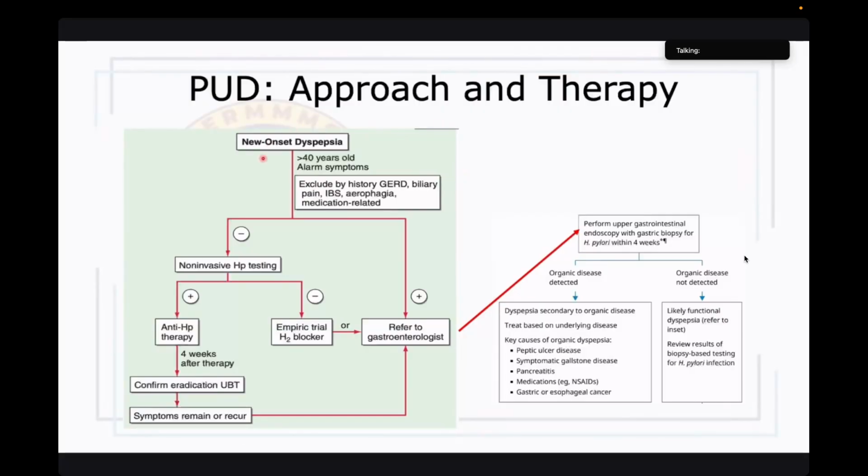Also, if there are alarm symptoms, even if the patient is young, we already refer to a gastroenterologist, and the gastroenterologist is expected to perform endoscopy and get biopsies for H. pylori during the endoscopy. Of course, on EGD, we can visualize if the patient indeed has peptic ulcer disease. If none, then it is likely a functional disorder.